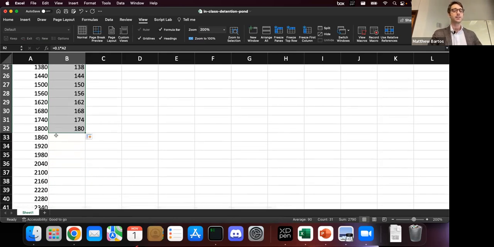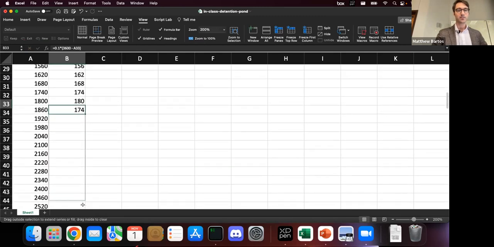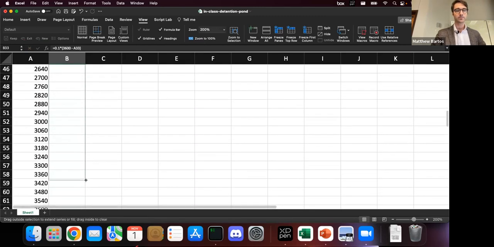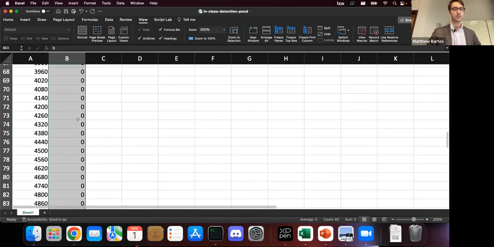And then from 1,800 to 3,600, it's going to be the receding limb. So we can represent this as 0.1 times 3,600 minus T. Okay, and I'm gonna drag this down to 3,600. There we go. And then for the rest of them, it's just gonna be zero. So I'll go and fill that out with zeros.